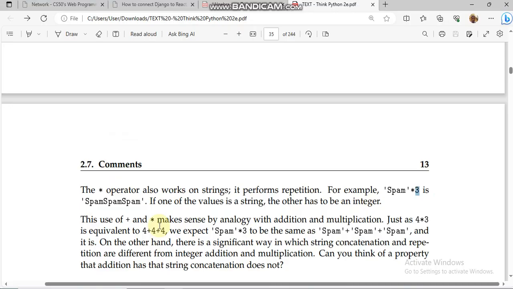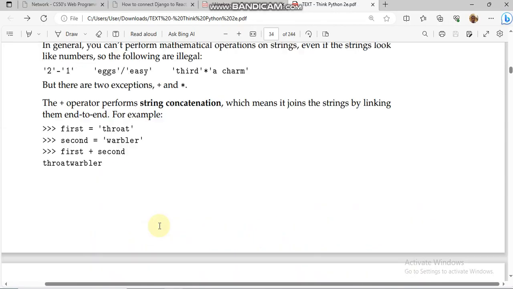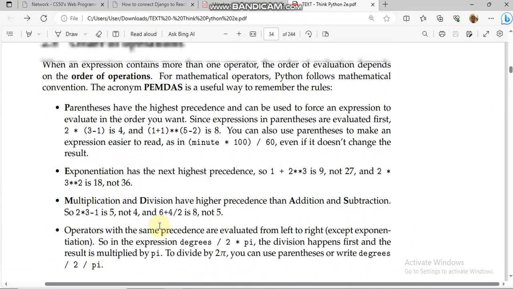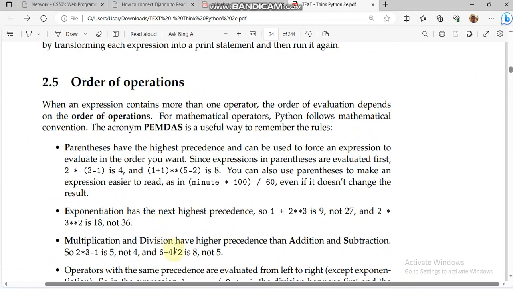So that is about the string operators and order of operation in Python programming.